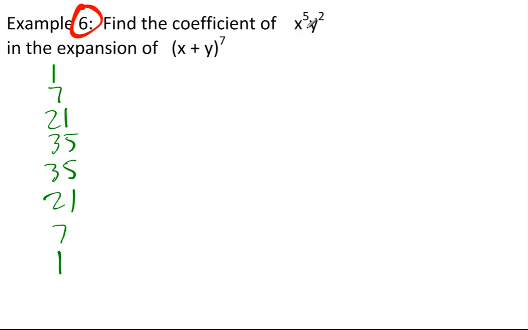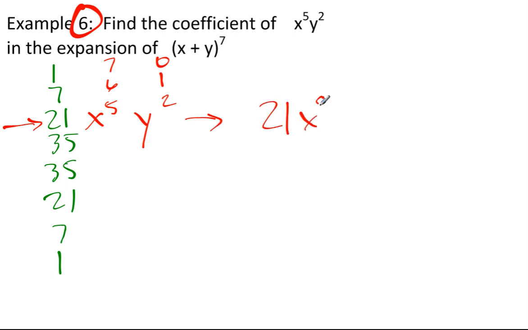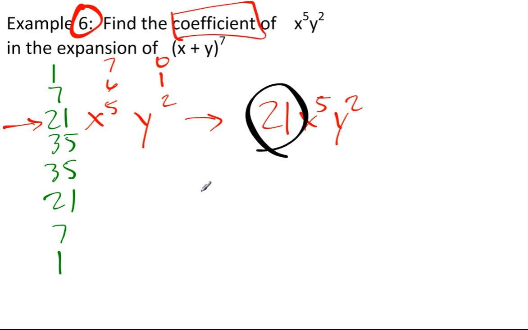Alright, we want to find where x to the 5th power is going to be happening. So we're going to go 7 here, 6, 5. So that's going to be on this row. That means the rest of it doesn't really matter. So we're going to have our x to the 5th here. The y power, 0, 1, is going to be squared. So our answer in there is just going to be 21x to the 5y squared. And since it's just asking for the coefficient, 21 would be our actual answer there.